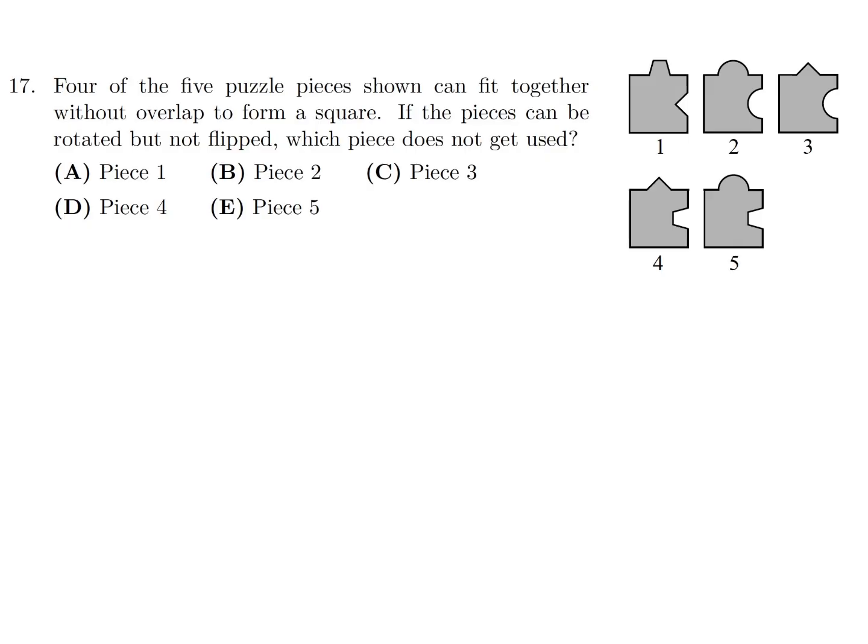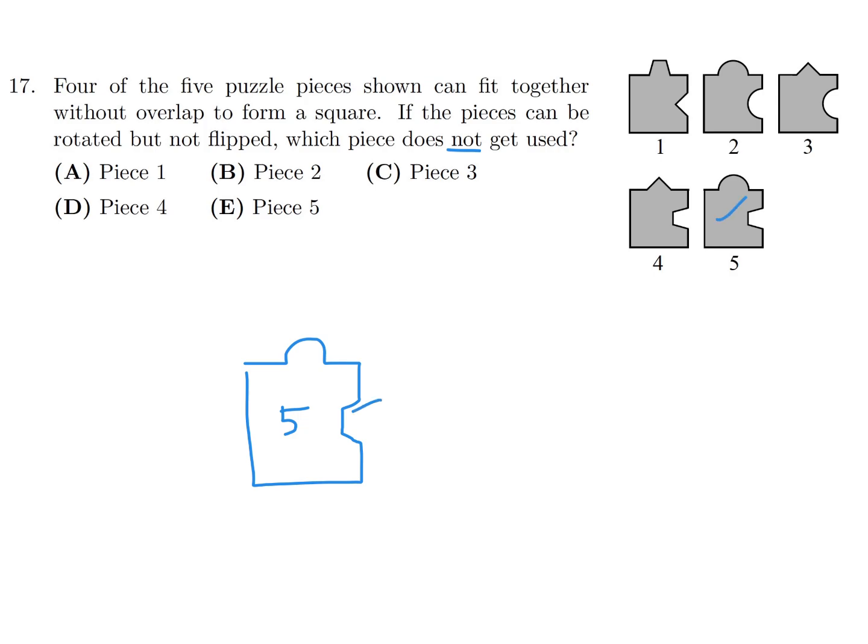The 5 puzzle pieces shown can fit together without overlap to form a square. If the pieces can be rotated but not flipped, which piece does not get used? Alright, so let's see what we can do here. I'm not good at drawing this, but I'm going to attempt it. So this guy is 5, right? So I've used this one.